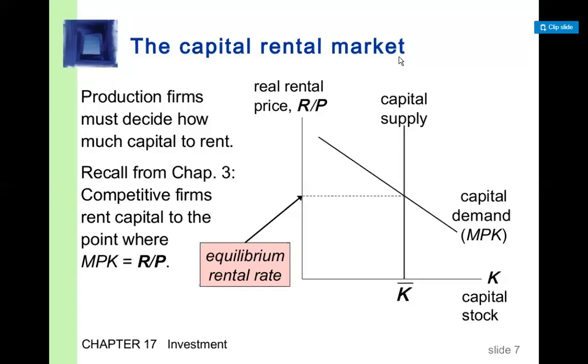Just nominal rent. Then we divide nominal rent by the price of the capital, then it will be the real rent. MPK is very clear, the marginal product of capital. One sentence: the competitive firms will decide to rent capital at a point where marginal product of rented capital is equal to the real rent.